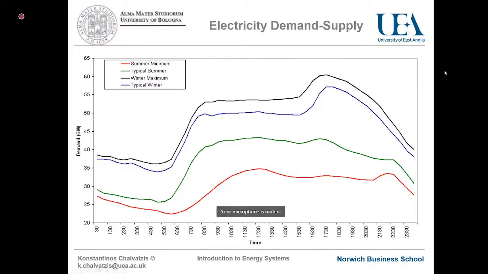Can you see my mouse cursor on your screens? Yes, you see it, okay. If you see, for example, now let's take the typicals, let's not go for the extremes. For the typicals, for summertime, you have roughly 42, 43 gigawatts of demand as maximum demand in the day. And for winter, that demand grows a lot more. It goes to something like 55, 57. So it's a significant difference.